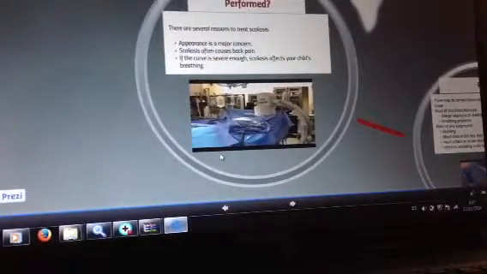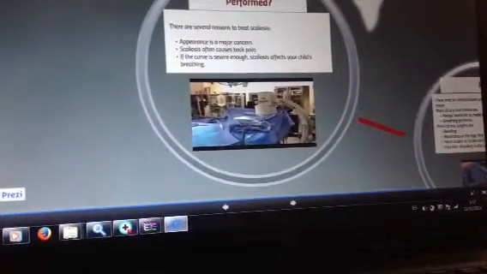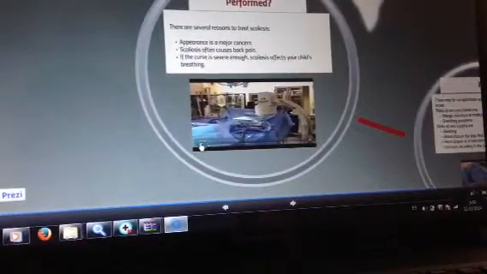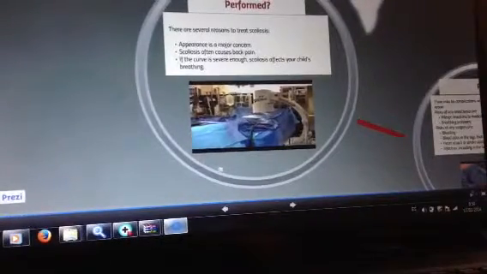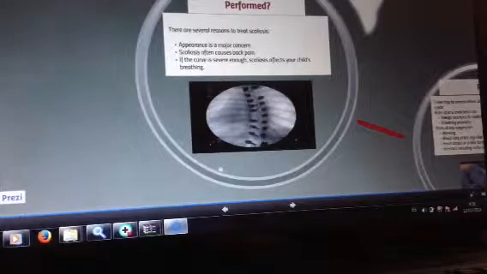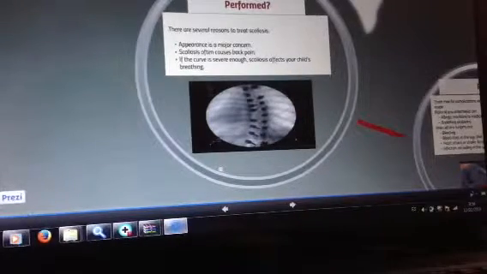Why the procedure is performed? There are several reasons to treat scoliosis. Appearance is a major concern. Scoliosis often causes back pain. If the curve is severe enough, scoliosis affects your child's breathing.